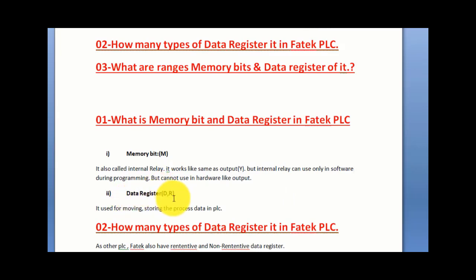Second, the data register. Its symbols are D and R. It's used for moving and storing process data in the PLC. If we want to store any data, like any numerical value, we can use these data registers.